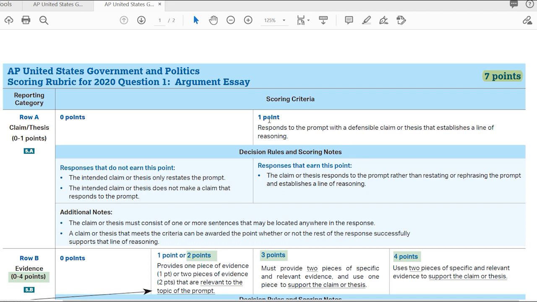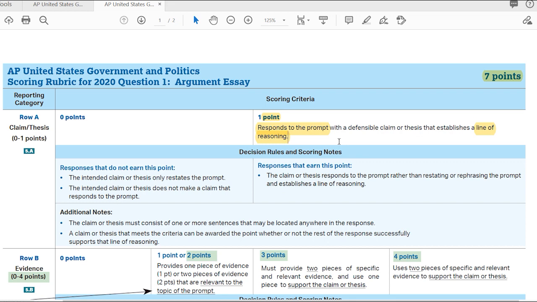You get 1 point, the first point, for a thesis statement that responds to the prompt with a defensible claim that establishes a line of reasoning. So very, very important that it establishes a line of reasoning. I don't know why that's not highlighting. Okay. If you don't have a line of reasoning established, you are not setting up your response so that you get the rest of the points.